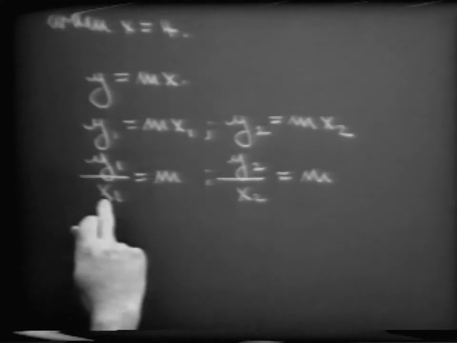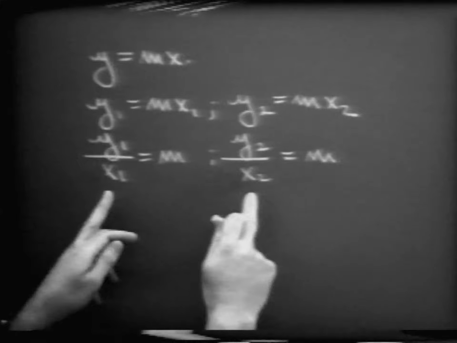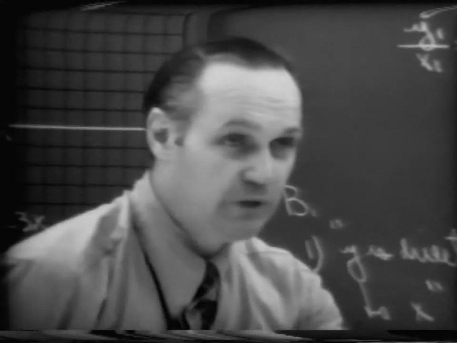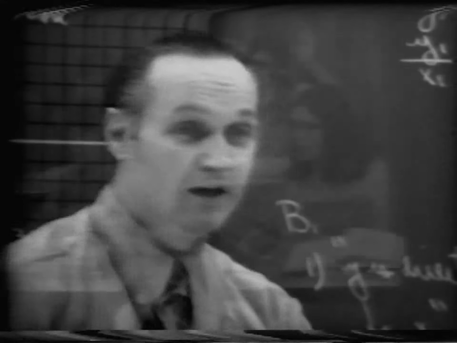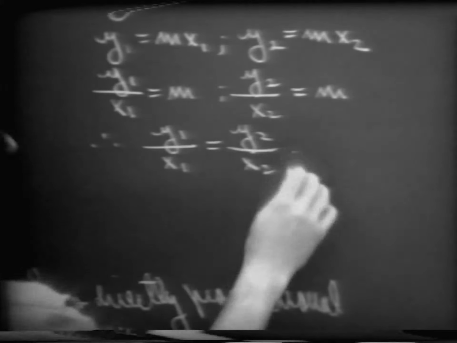Now, here we have a number is equal to m, and another number is equal to m, so what is your conclusion about these two numbers? They are equal. What property are we using in order to say that? If A is equal to B, and if C is equal to B, then A is equal to C is the transitive property. Therefore, our conclusion here is what? Y sub 1 is to x sub 1 as y sub 2 is to x sub 2.